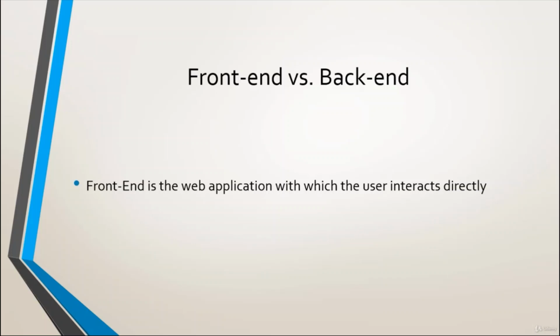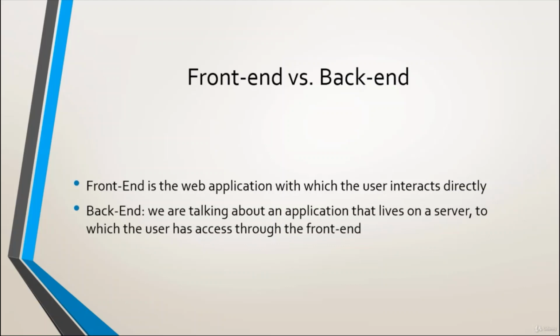On the other hand, when we refer to the backend, we're talking about an application that lives on a server, to which the user has access through the front end. For example, if the user wants to save a record, they will interact with the front end, and the front end will communicate with the backend to perform the save operation. It is important to have a backend because that way we can centralize operations of our solutions. For example, we could have two front ends, a web application and a mobile application, and both communicate with the same backend located on a web server.